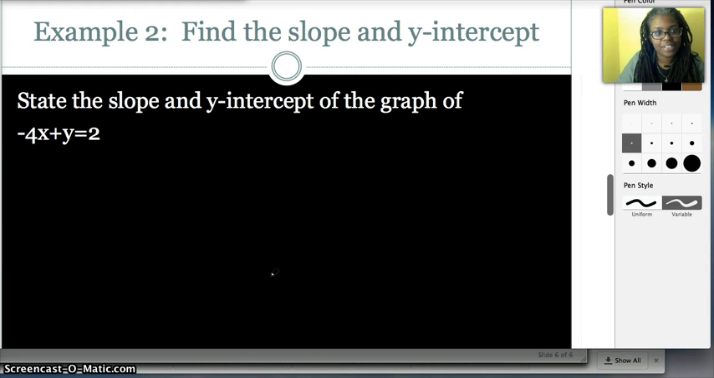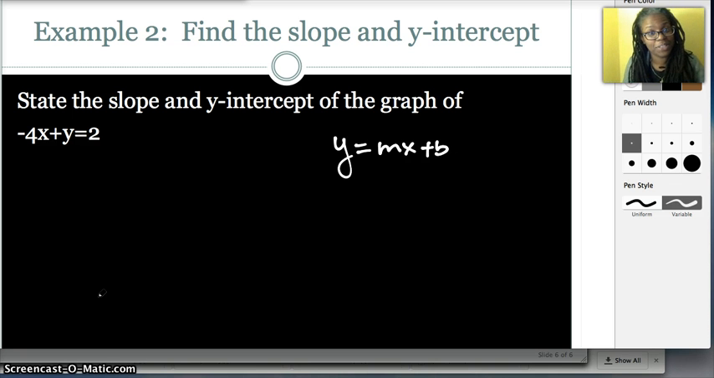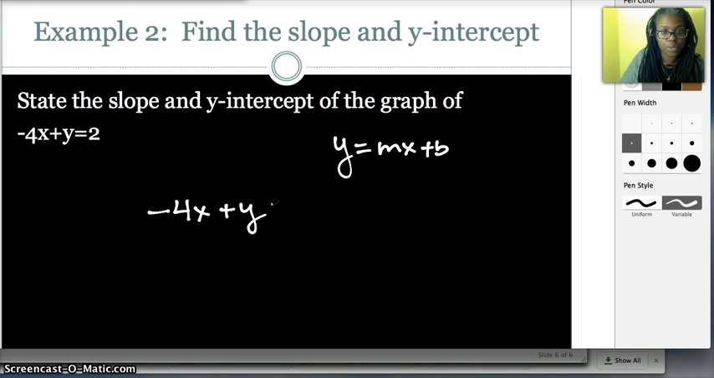State the slope and y-intercept of the graph of this particular equation. Now, we remember that the form we're looking for is slope-intercept form of a line, y equals mx plus b. This is not in y equals mx plus b form, but we have the power to manipulate equations algebraically so that it remains equal, but it's in a form that's more appealing to us. So we're going to move some things around. Let's start off with the original equation here. And I need to get y by itself, preferably on the left side.